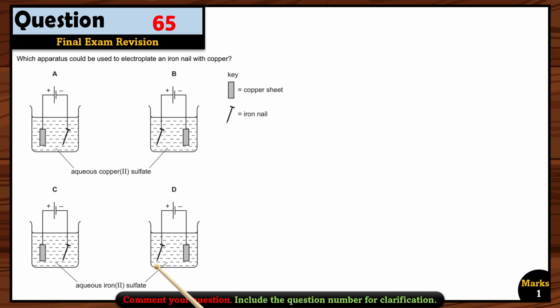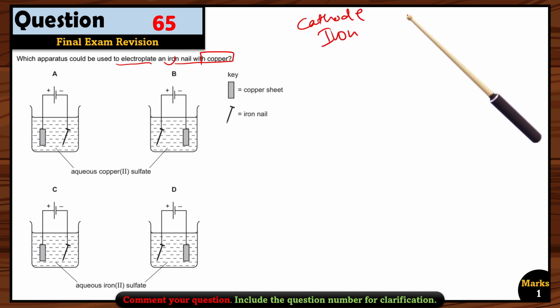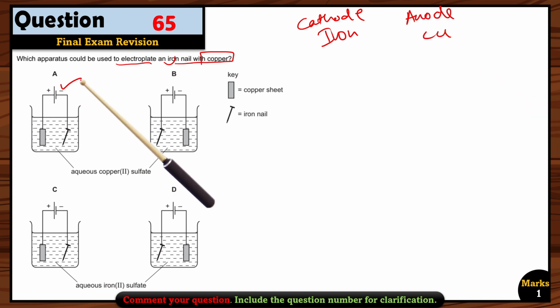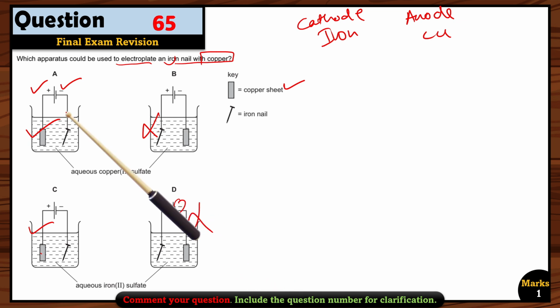Let's see question 65. Which apparatus could be used to electroplate an iron nail with copper? So now iron should be at the cathode. What should we have? Iron, right? And at the anode we should have copper. Let's see. So this is cathode, this is anode, right? So the anode should have a copper sheet, right? So that's right. The anode should have copper. That's wrong. The anode should have copper. Yes, that's right. And the anode should have copper, but this is cathode, so this is also wrong. So A and C can be right.